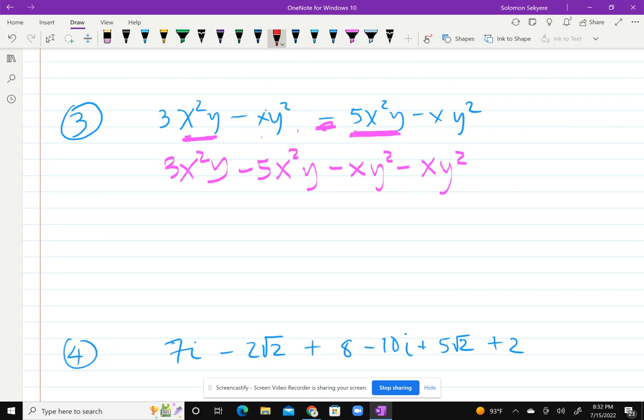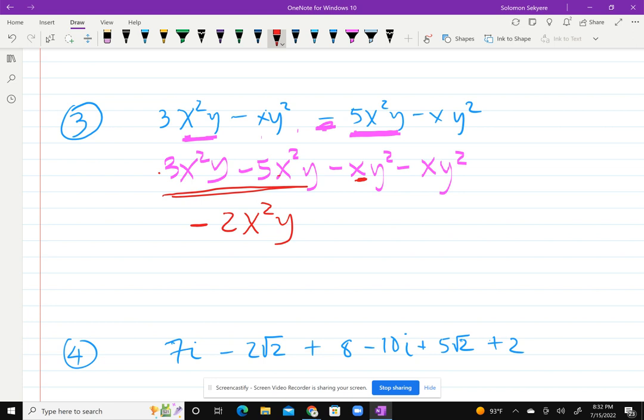What do I do next? What is 3 minus 5? It's negative 2. So it's negative 2x squared y. And so here the x is squared, and over here the x is not squared. So they are not like terms.